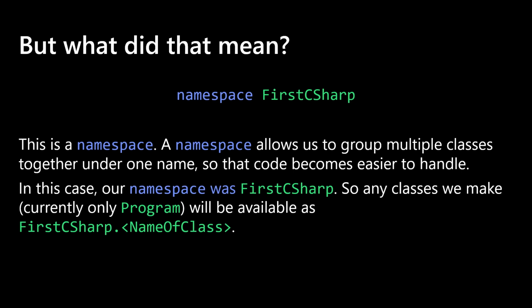So first off, before I cover what using meant, I've got to cover what a namespace is. A namespace allows us to group multiple classes together under one name so that the code becomes easier to handle. In this case, our namespace was First C#. So any classes we make, currently only Program, will be available as First C# dot and then the name of the class.